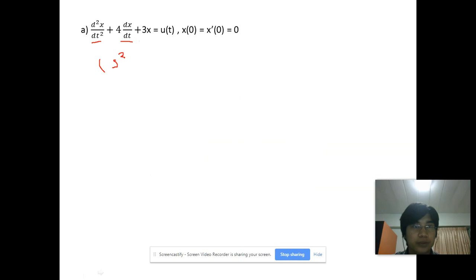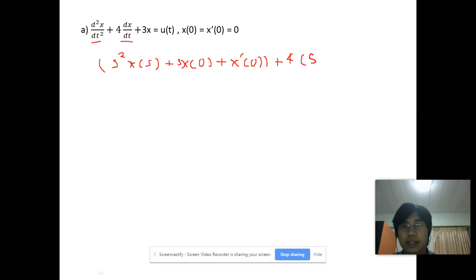s squared X(s) minus s x(0) minus x'(0), plus 4 times the first derivative, so we will get sX(s) minus x(0), and plus 3, changing to the Laplace transform, it will become X(s). And we will finish the left side.